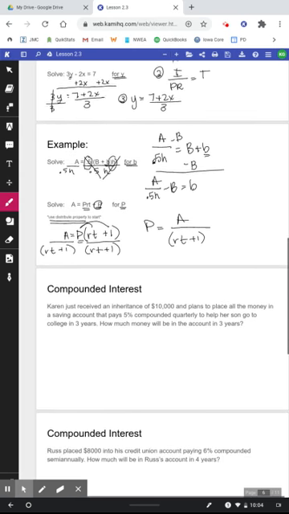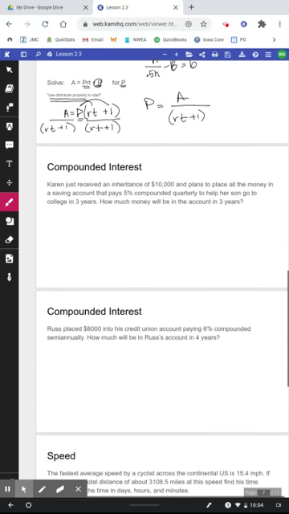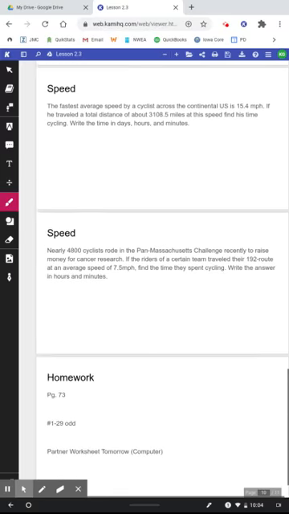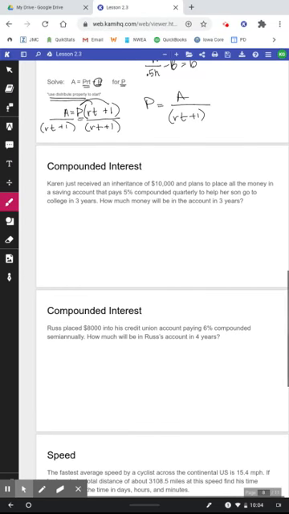Okay, so for the second part, we're going to be using those formulas that we took notes on at the beginning. Compounded interest, speed. Karen just received an inheritance of $10,000 and plans to place all of the money in a savings account that pays 5%, compounded quarterly to help her son go to college in 3 years. I'm just underlining all of the important information. How much money will be in the account in 5 years? So you don't have to scroll back up.